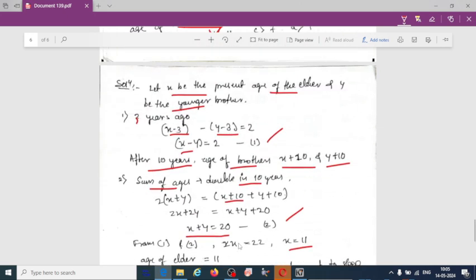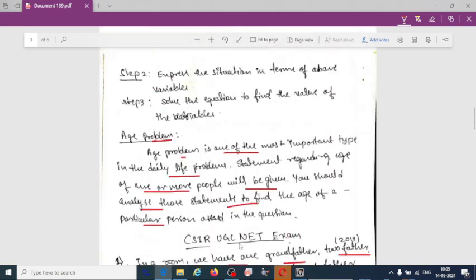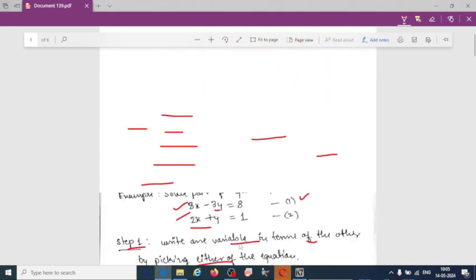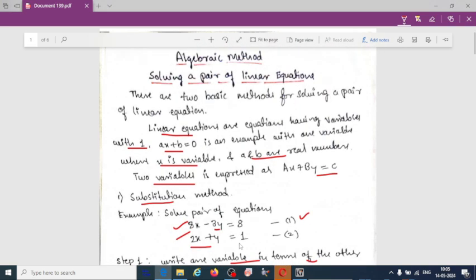So like that you have to solve the given problems using the algebraic method of solving linear equations. I hope this video is helpful.